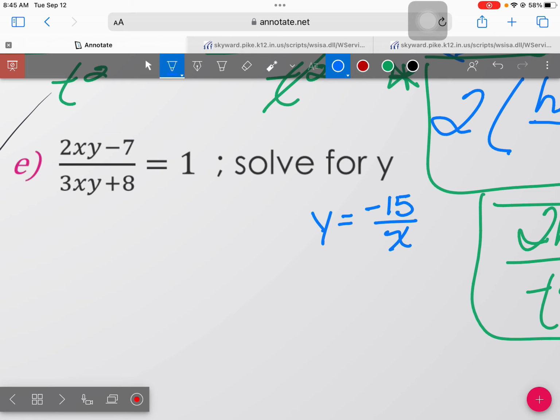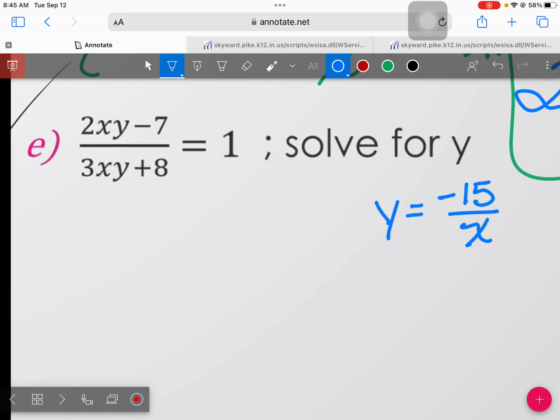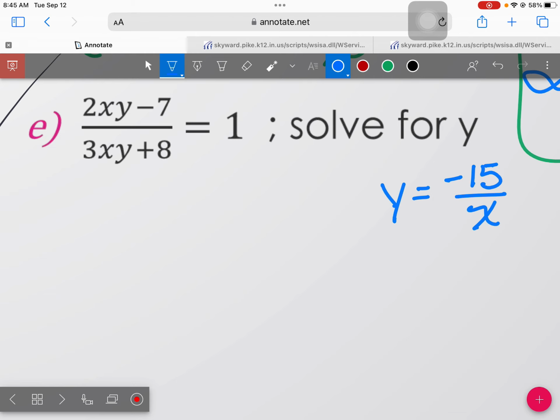Okay. You can multiply both sides by 3xy plus 8. Right. Let's take this and get it out of the denominator. So multiply both sides by 3xy plus 8. Whatever you do on one side of the equation, you have to do to the other. So these are going to simplify out because it's over 1. And you have 2xy minus 7 equals 3xy plus 8.